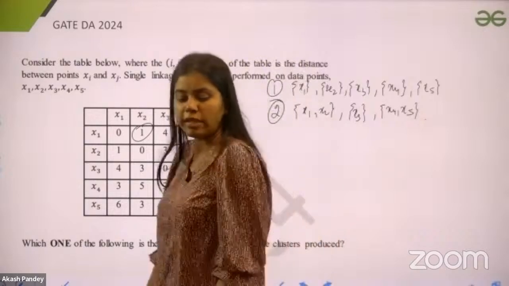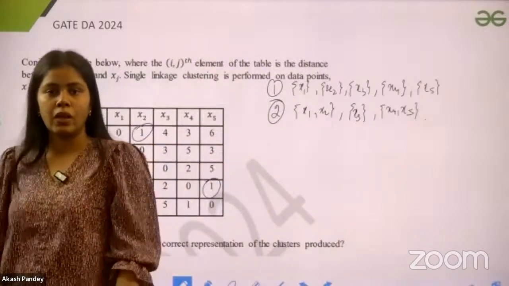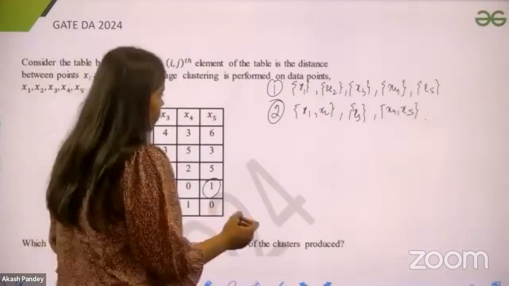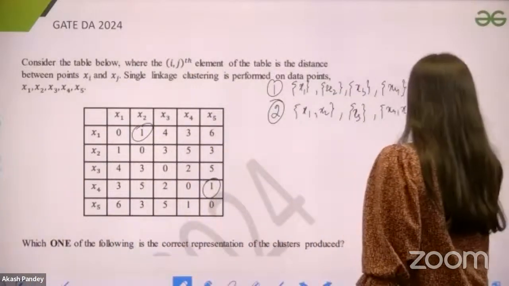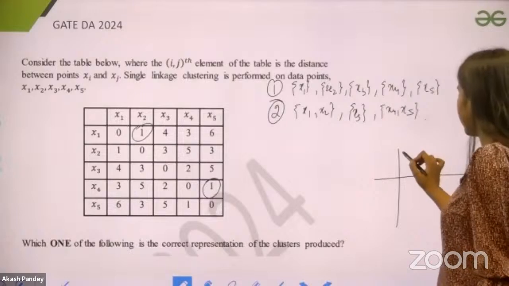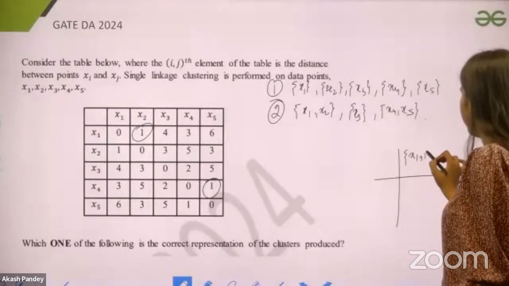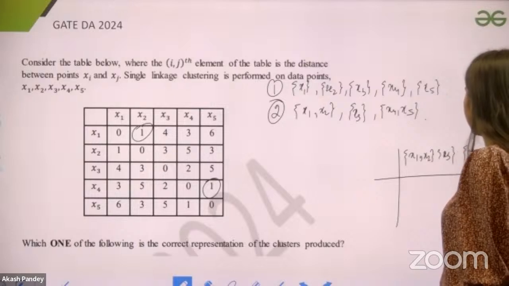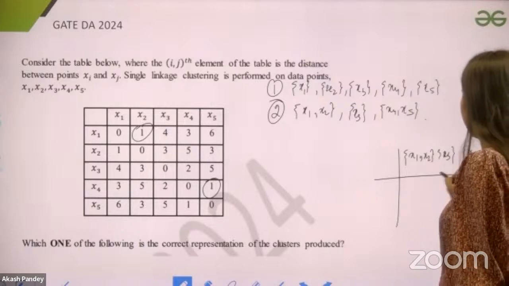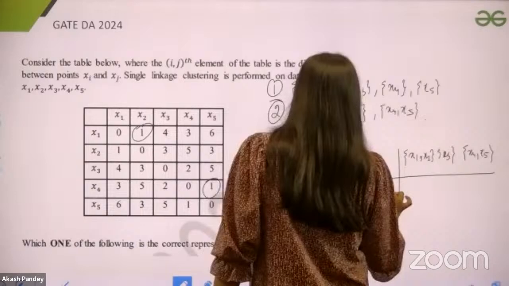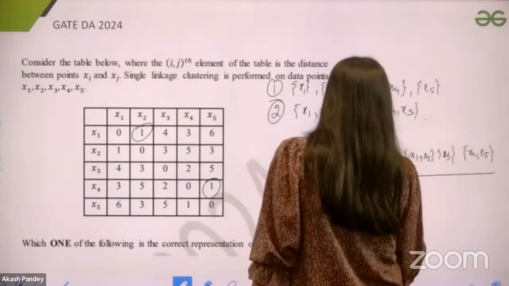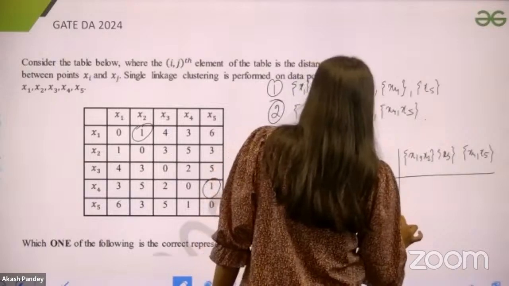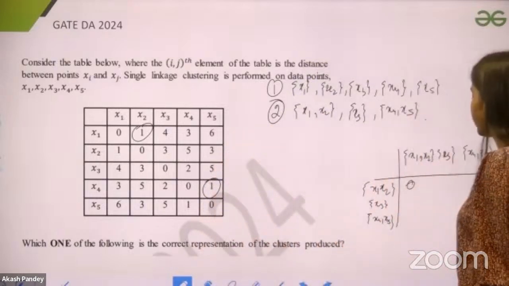Now you have to form a distance metric. So let's find that out. If I draw a distance metric, this is x1, x2, this is x3, and then x4, x5. Similarly, x1, x2, x3, x4, x5. The distance of x1, x2 with x1, x2 is 0.